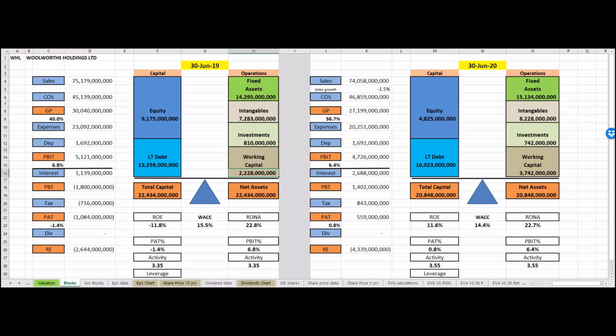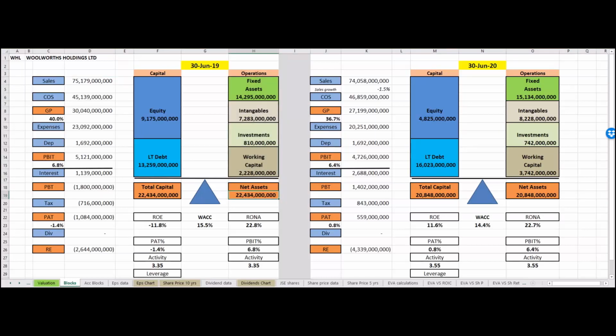Alright, so what's your work address? Well, those people in the operations of Woolworths are managing 22.4 billion rands worth of assets with the intention to generate sales.